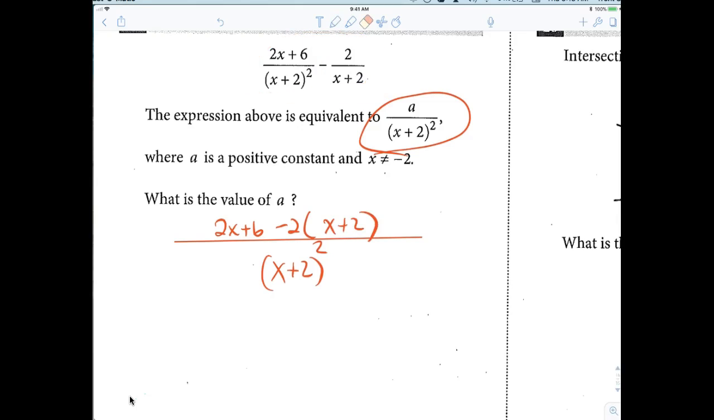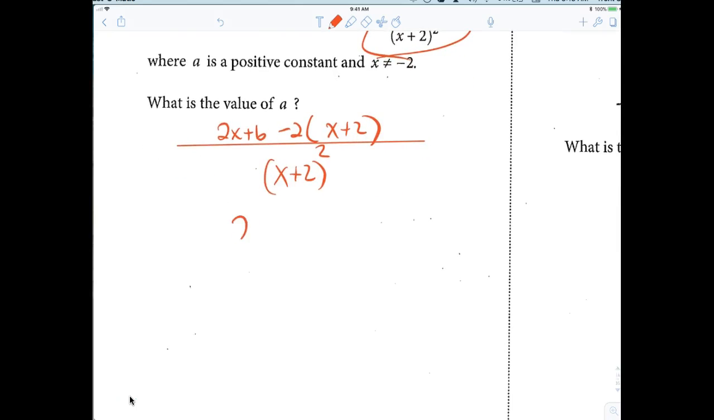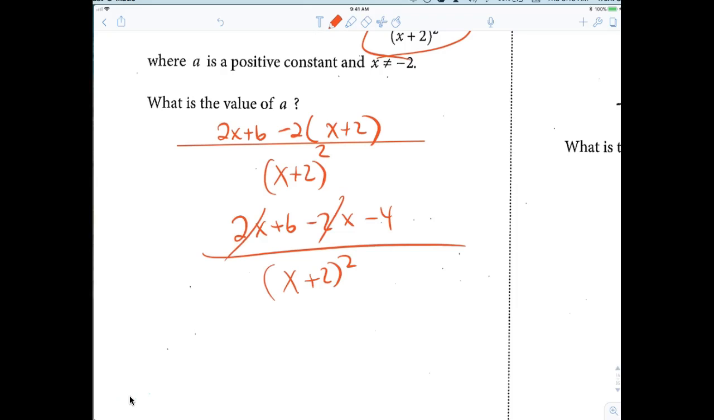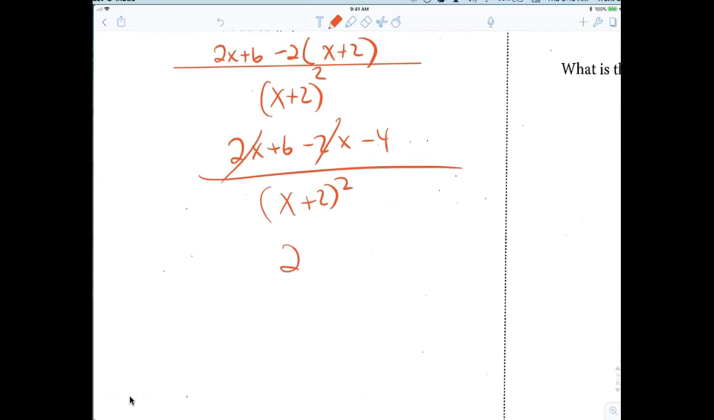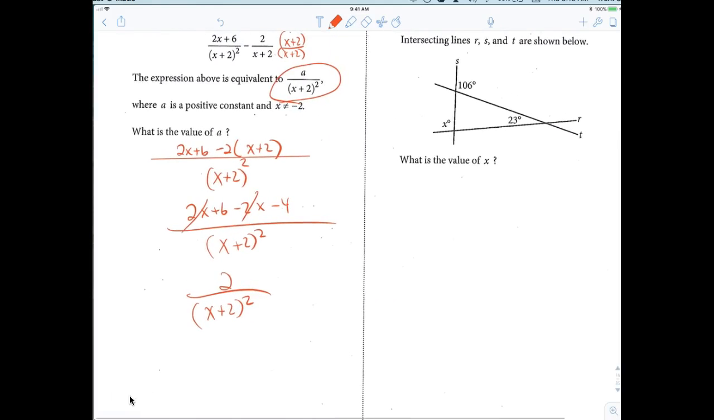So again, let me make sure you understand that. I had to multiply this by x plus 2, multiply that by x plus 2. Are you agreeing with me? So when we do that, we distribute: 2x plus 6 minus 2x minus 4 over x plus 2 squared. So I was wrong. The answer is not 4, but what? Come on. What's 2x minus 2x, guys? 0. So what's 6 minus 4? 2 over x plus 2 squared. You agree with me? I thought it was 4. Sorry. It's 2. A is 2.